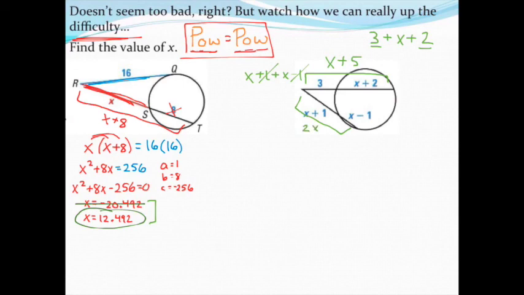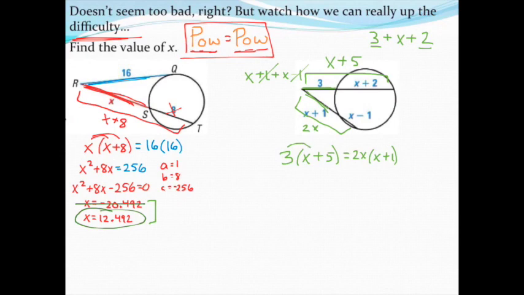So let's go ahead and set up our pow-pow equation. The part outside the circle of that upper secant is 3, times the whole thing, which is x plus 5, needs to be equal to the other part outside the circle, which is x plus 1, times the whole thing, which is 2x. So here's what I need to distribute and then solve from there.